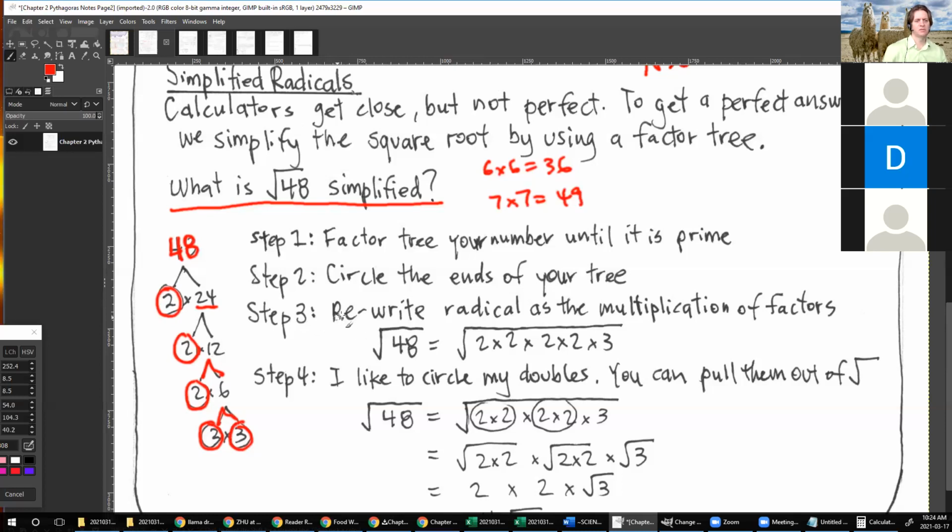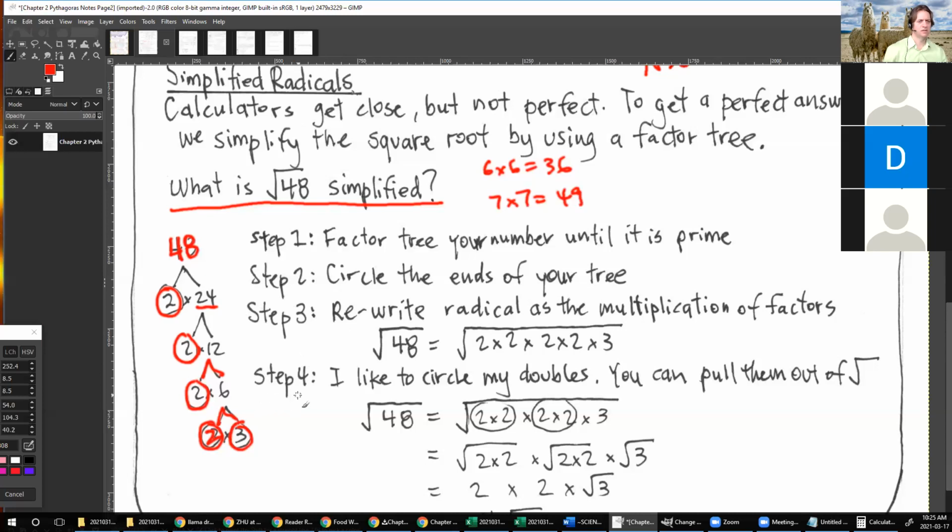Then what we're going to do is rewrite the radical as the multiplication of the factors that we've just identified here in our factor tree. So the square root of 48 is 2 times 2 times 2 times 2 times 3. That wasn't very clear: 4 2s and 1 3. Cool. So step 3 is done.